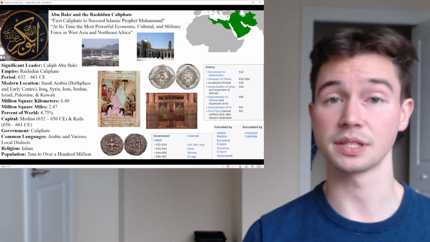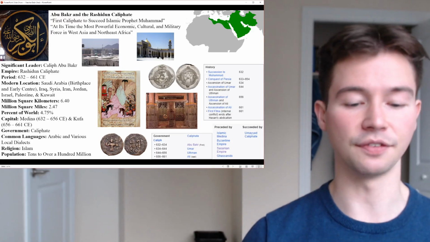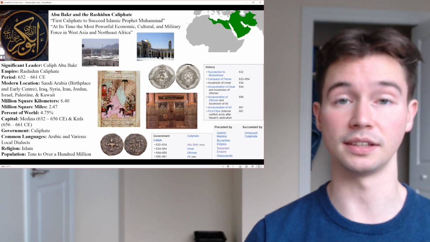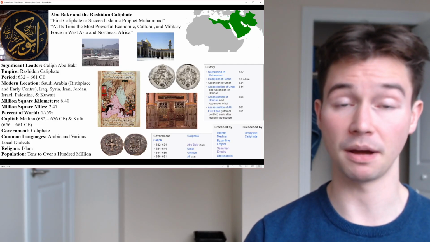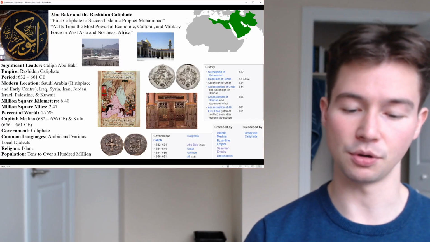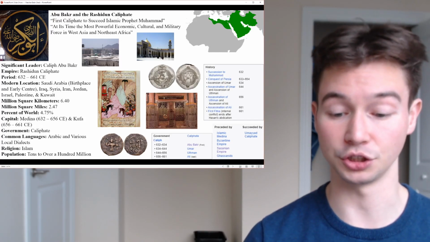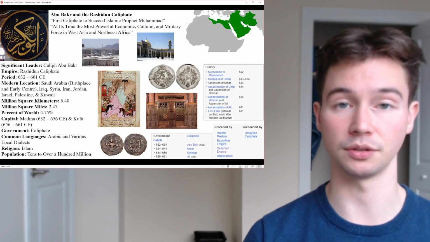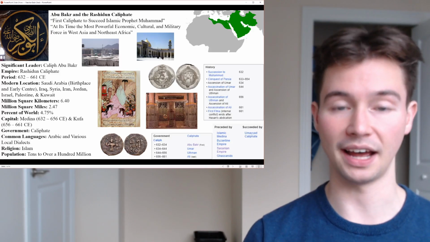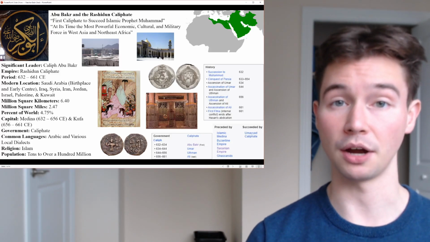So as for this significant leader we'll be highlighting, that's Caliph Abu Bakr himself. So the Rashidun Caliphate, which means the rightly guided caliphate, was led by 4 caliphs who were close companions of Prophet Muhammad. The most important ruler of the Rashidun Caliphate was Caliph Abu Bakr, perhaps because he founded it, the first in line of the rightly guided caliphs. Therefore, we seek to find a biography of his life.